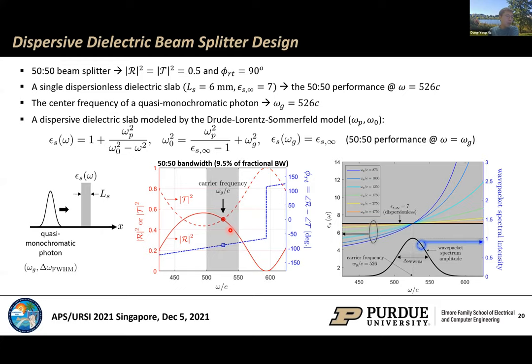And then we start to include dispersion into this beam splitter by modeling the relative permittivity with the Drude-Lorentz-Sommerfeld model. And this omega p determines the extent of dispersion. If we let this value be lower, then we have more dispersion effect, so the fractional bandwidth of this 50-50 beam splitter performance will be narrower than in the dispersionless case. And then we want to see how this dispersion effect will perturb the Hong-Ou-Mandel effect of the dispersionless case.